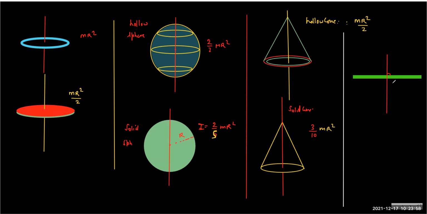If you have an axis passing through the center and normal to the length of the rod, then the moment of inertia was how much? ML square by 12. And if the axis is shifted to the end of the rod, then the answer was I equals ML square by 3. So now just remember these formulas.